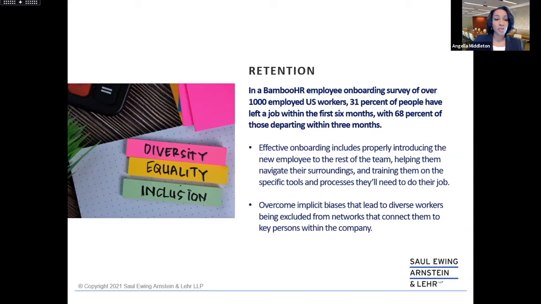So moving on to retention. Now that our effective recruiting efforts were successful and got our diverse employees in the door, how do companies get them to stay? This starts with the onboarding process. And the results of a recent HR survey are really quite telling. The survey reports that 31% of people have left a job within the first 6 months, with 68% reporting that they may have departed, or have departed, a job within the first 3 months. So how an employee is engrafted into a company matters a great deal.